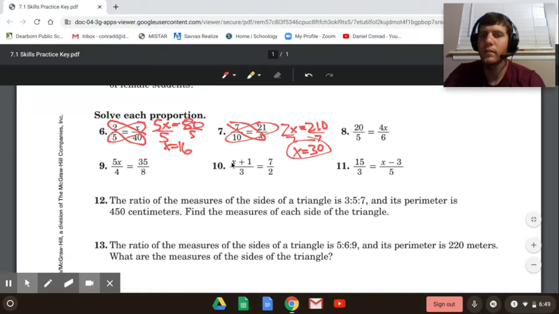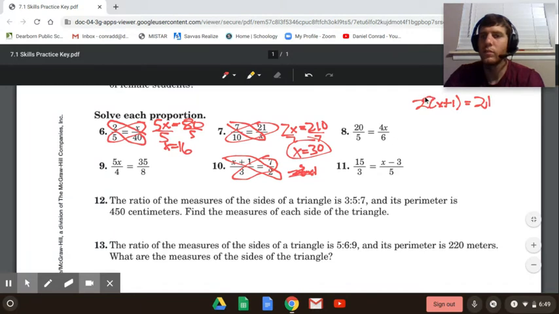Okay, if we look down here, numbers 8 and 9 are pretty much the same. So we're going to cross multiply. So we end up with 2 times x plus 1. I'm actually going to write it over here. So we have 2 times x plus 1 equals 3 times 7, which is 21.